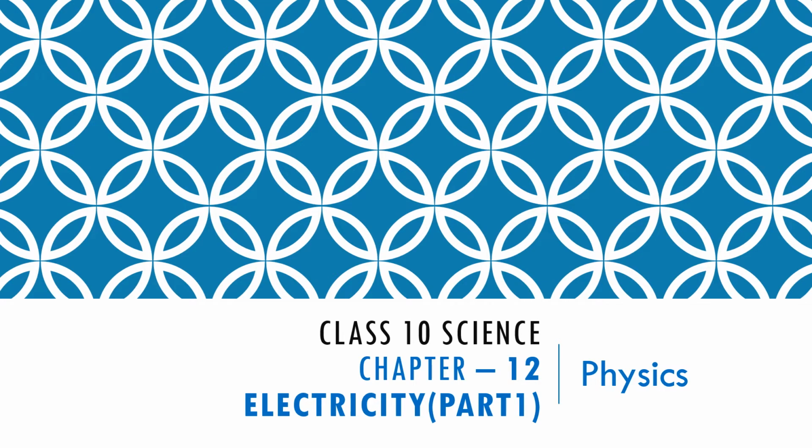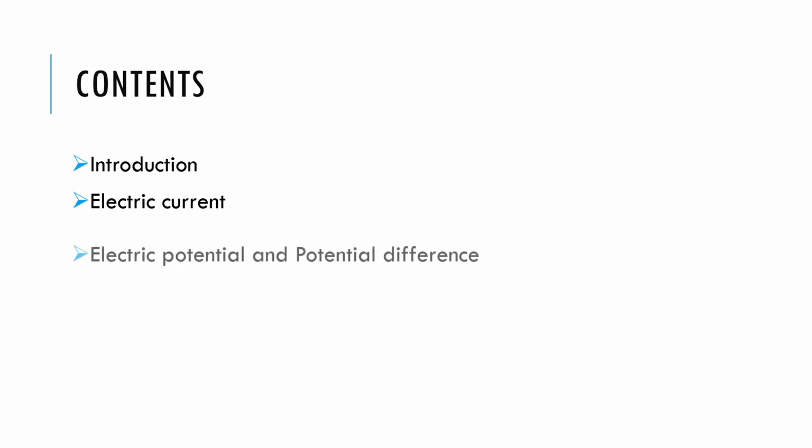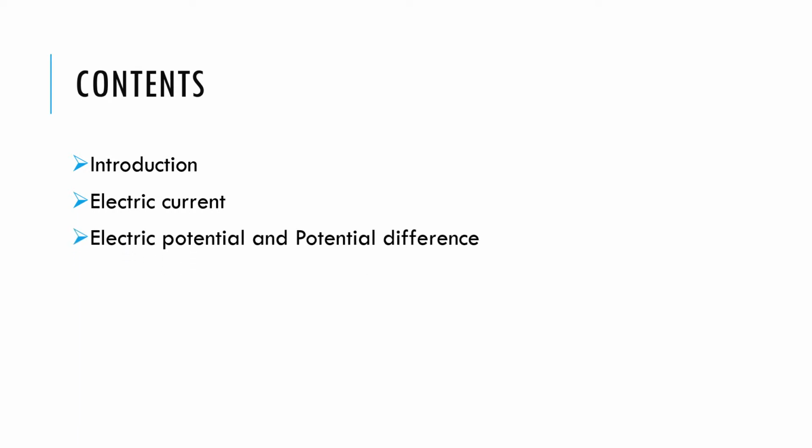So hi all, today we'll start with chapter 12 of class 10 science, electricity. And we'll be discussing the following topics: introduction about the chapter, electric current, electric potential and potential difference, and electric circuit.